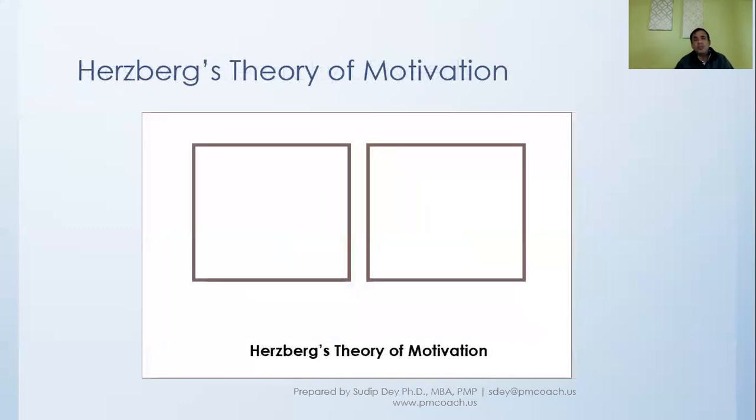Then the next theory we'll talk about is Herzberg's theory of motivation. Herzberg's theory of motivation talks about two factors. One is the hygiene factor and one is the motivating factor. Hygiene factors are the basic factors, and motivating factors are applicable only after hygiene factors are satisfied, and that will be the motivating.